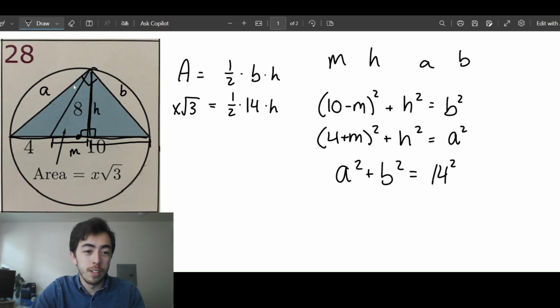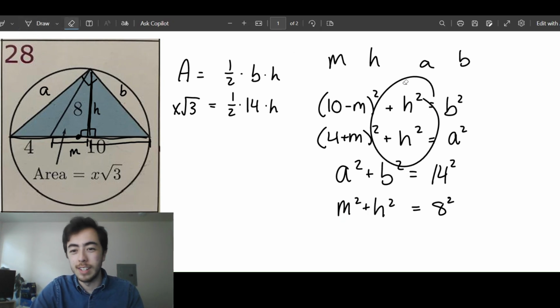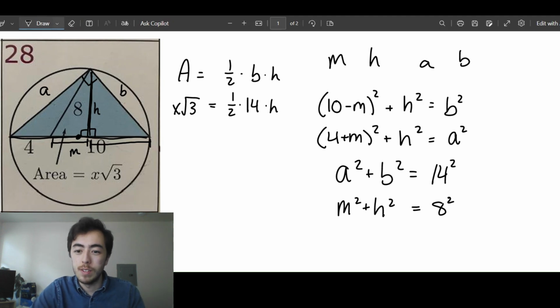The last right triangle is this one in the middle. That 8 is the hypotenuse, so I'll put 8 squared over here. And then its legs are going to be h and m. So I'm going to do, how about h squared plus, oh, you know what? Let me do m squared plus h squared. The only reason I'm doing it this way is because all of my other equations have h as that second variable. So I kind of like how it matches all the other ones.